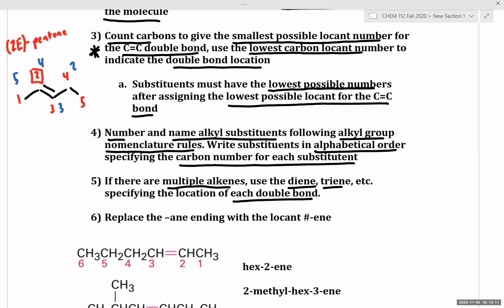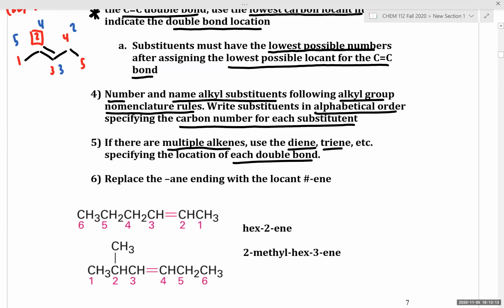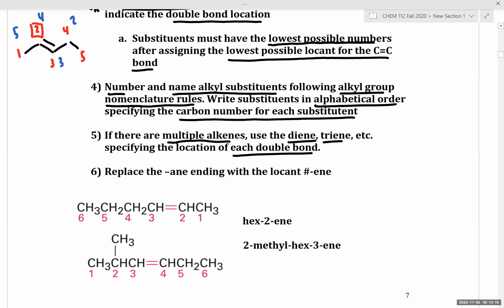Now, the really important part to keep in mind is because we're dealing with an alkene, we have to change our overall chain suffix from ane to ene. And it's common that you put the locant number followed by the suffix ene.